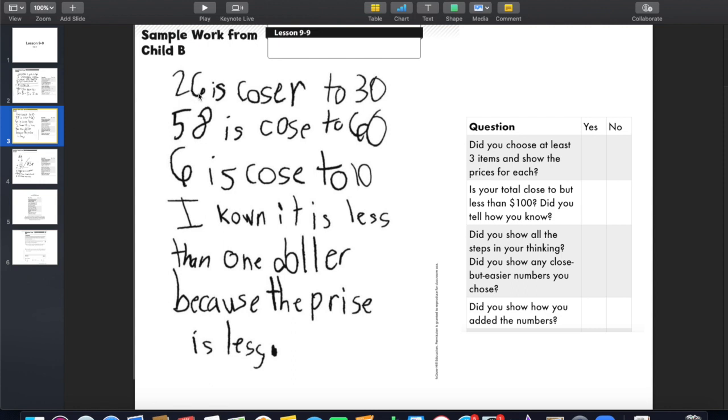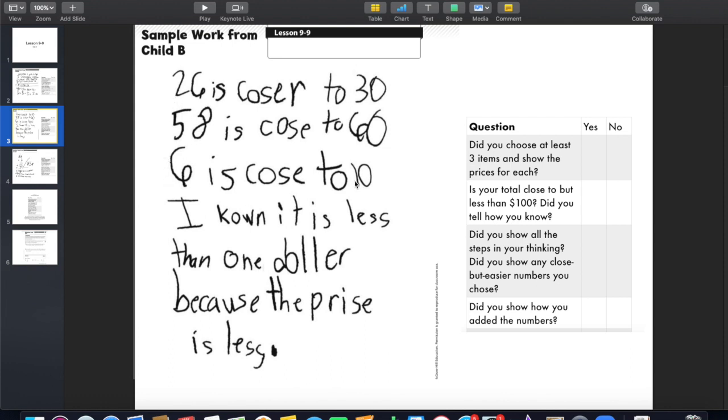So Child B says 26 is closer to 30, 58 is close to 60, 6 is close to 10. I know it is less than $1 because the price is less. So as I'm thinking about what they did, I'm noticing that I think they mean it's less than $100 because the price is less. So there's an error there in their understanding and their description. I think they're missing some dollar signs.